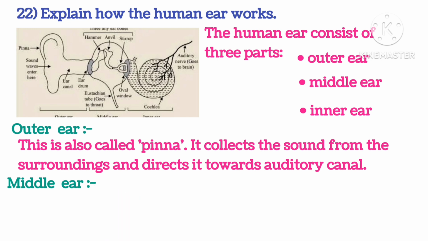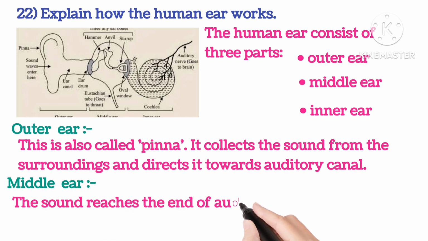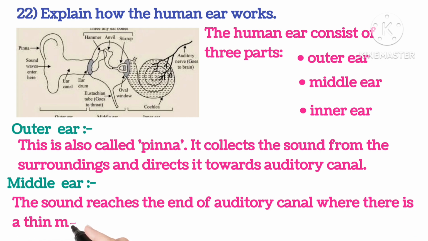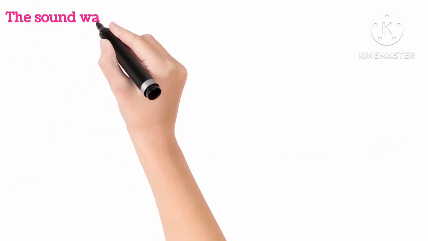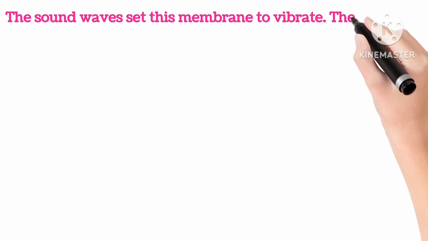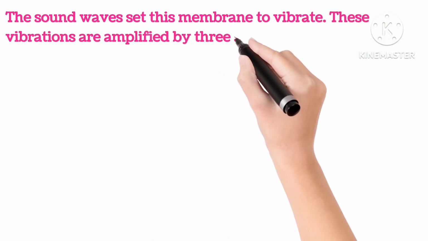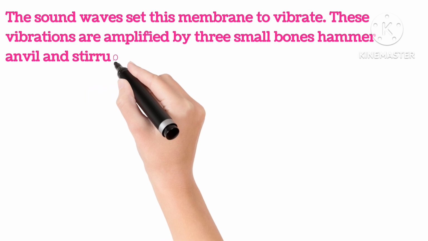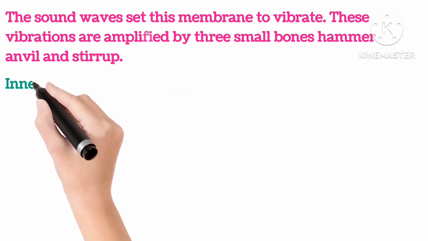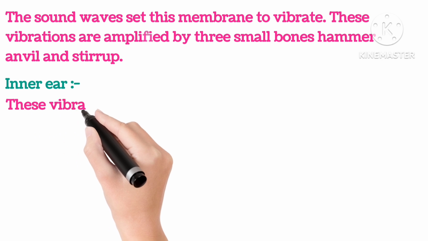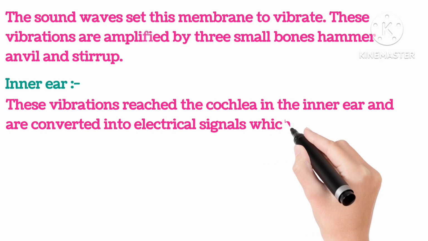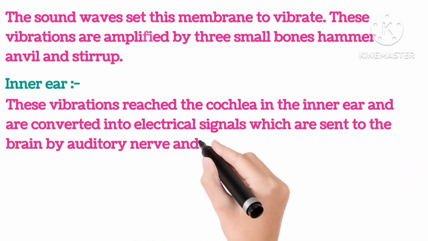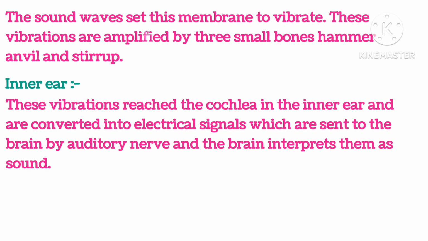Middle ear. The sound reaches the end of the auditory canal where there is a thin membrane called eardrum or tympanic membrane. The sound wave sets this membrane to vibrate. These vibrations are amplified by three small bones: hammer, anvil and stirrup. Inner ear. These vibrations reach the cochlea in the inner ear and are converted into electrical signals which are sent to the brain by the auditory nerve, and the brain interprets them as sound.